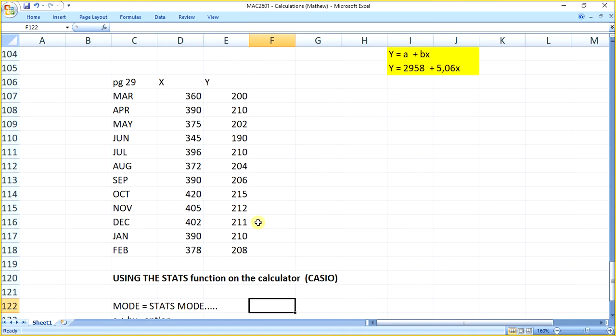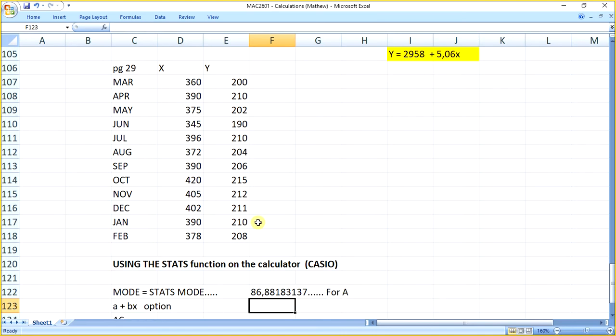Okay, yes, I actually get the same thing. I get 86.88, 183,137. That's what I get on my calculator for A. Okay, for A, I've got 87.501. No, it should be the same. I think your numbers aren't right. Maybe I've just put in an extra 1 or something.